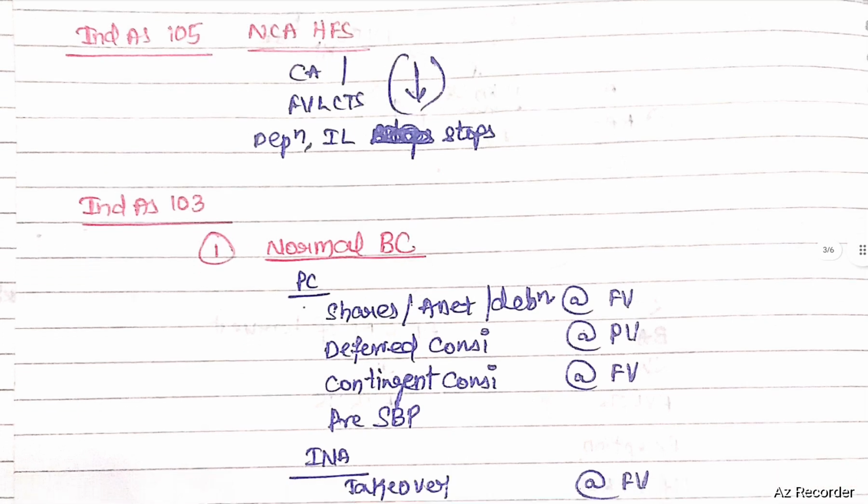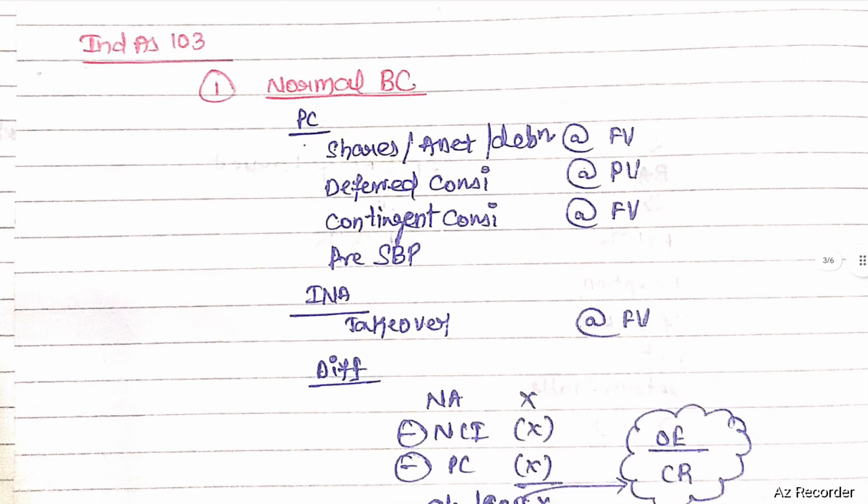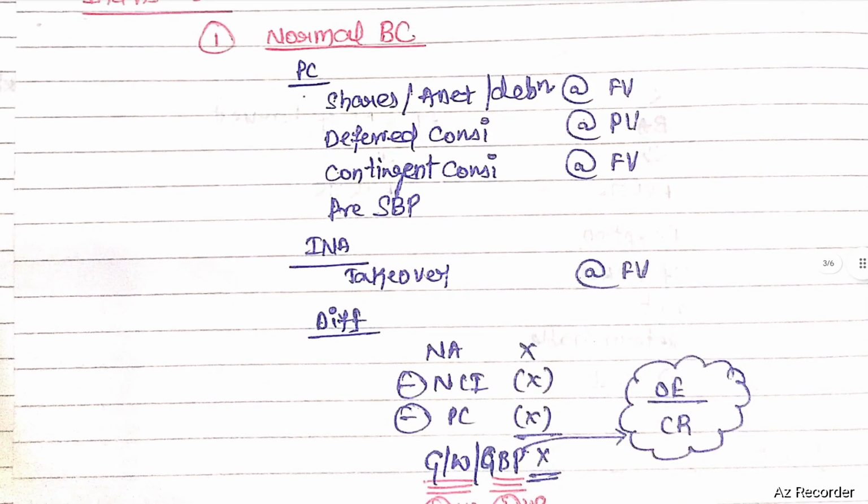Next, valuation or measurement as per Ind AS 103. In case of normal business combination, how to calculate goodwill or gain from bargain purchase or capital reserve. First, purchase consideration, that is shares, assets, debentures, will be valued at fair value. Deferred consideration at present value. Contingent consideration at fair value. Pre-share based payments will be considered. Identifiable net assets taken over at fair value.